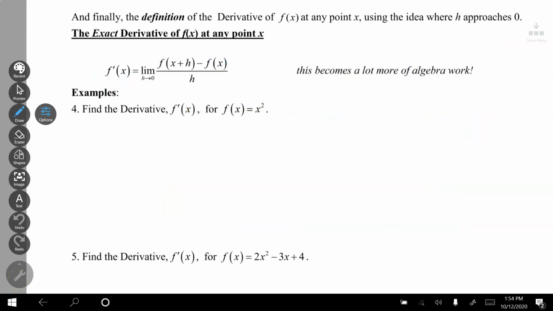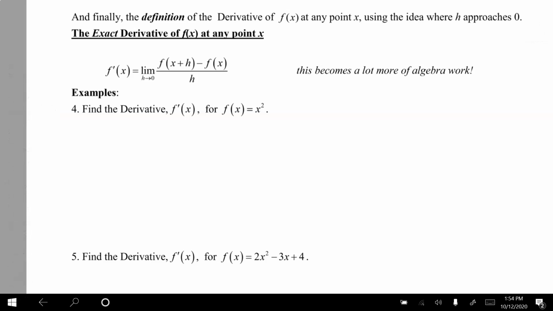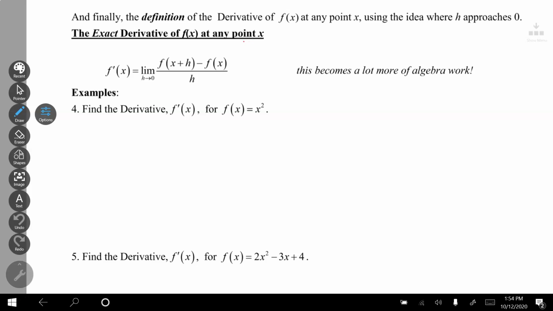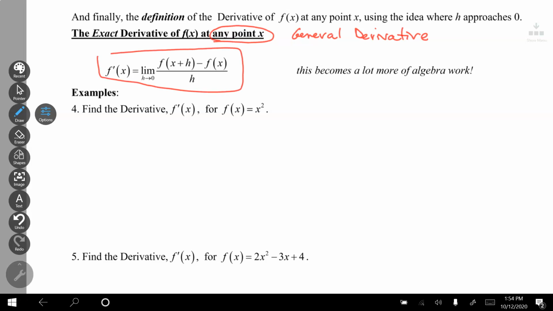So we have established the approximate derivative by using small values for h, and then we did the exact derivative at a given point. Now we're going to find the exact derivative at any point x, not just a given point, it could be any point x, or what we call the general derivative. And we're going to use that same formula that we did before for rate of change, and I made you do it a lot of times last year.